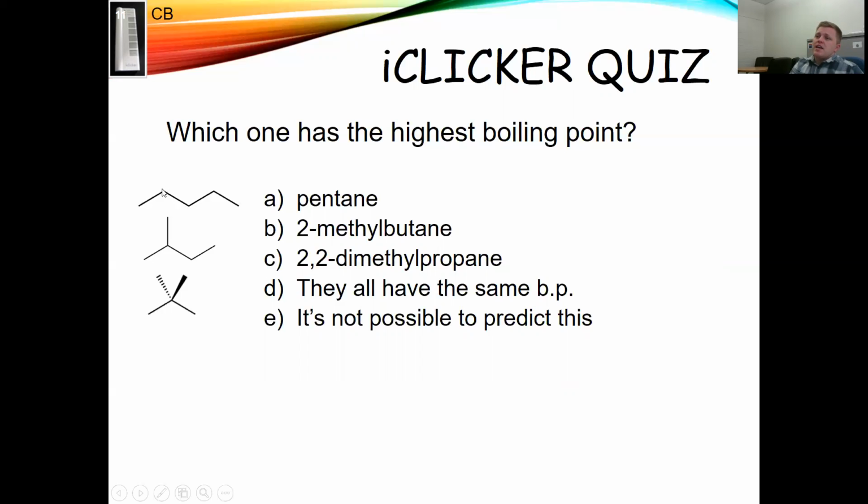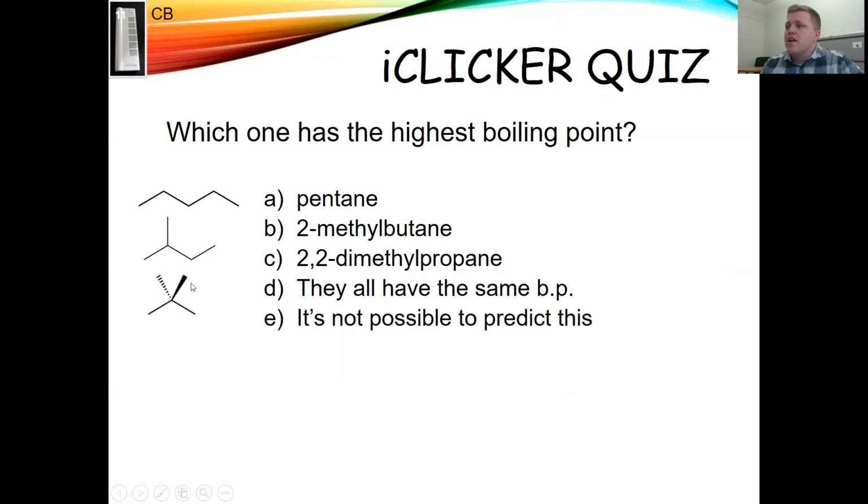Well, each of these has 5 carbons, and they also each have 12 hydrogens. So don't forget the hydrogens branching out here that we haven't drawn for simplicity. So the formula for each of these is C5H12. So they're all the same size. Now we got to ask, how does shape play into this? So pentane here is a long carbon chain, which means that the 2 long chains have plenty of surface area to stick on top of each other.